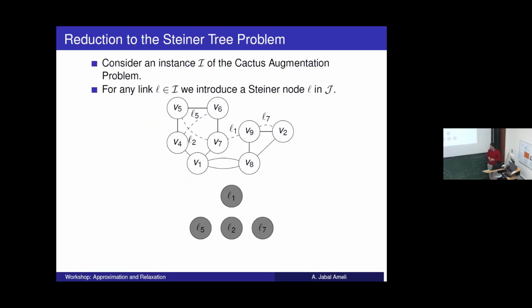So now I'm going to show, step by step, starting from an instance I of the cycle augmentation problem, how we can obtain an instance J of the Steiner tree. The graph above with the white nodes is the instance I of the cycle augmentation problem. The first thing we do is that for any link L in I, we introduce a Steiner node with the same label in J.